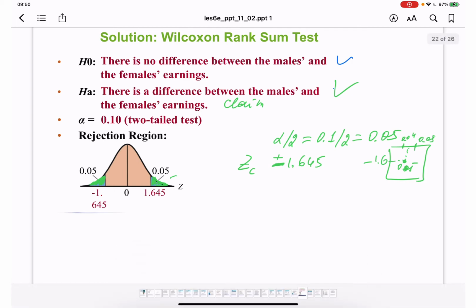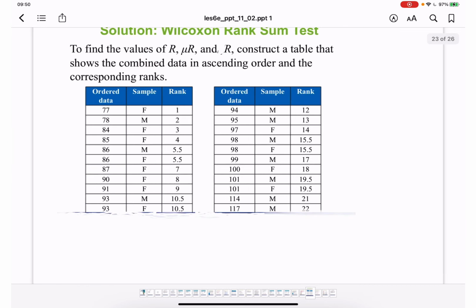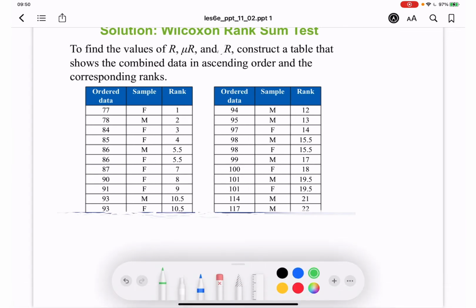So we have our critical value. Let's move on. Next we need to find, since it has gotten kind of messy, let me rewrite it the proper way. mu R and sigma R. We need to find them.